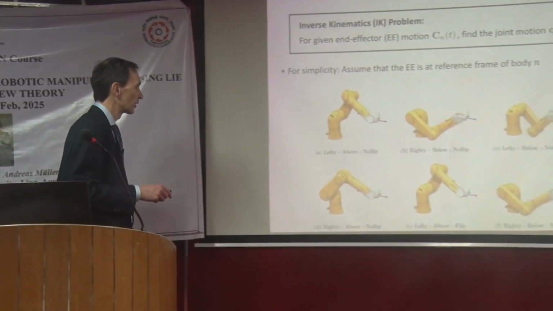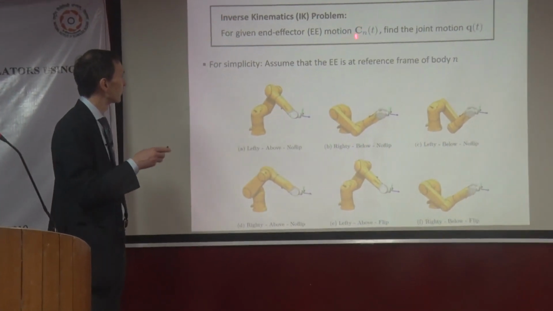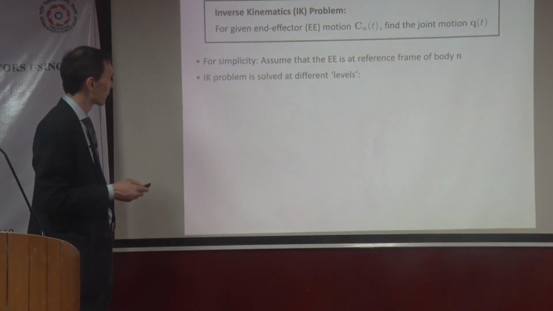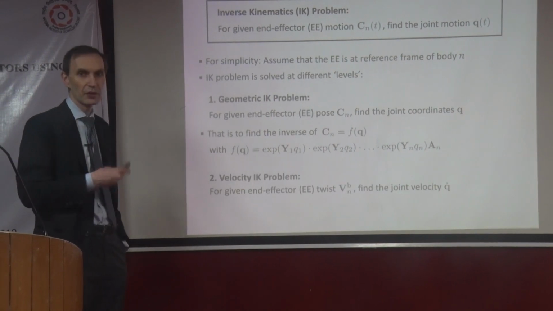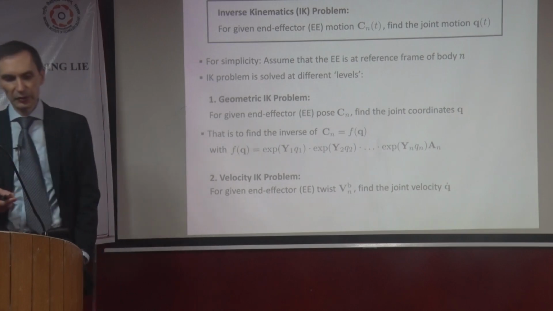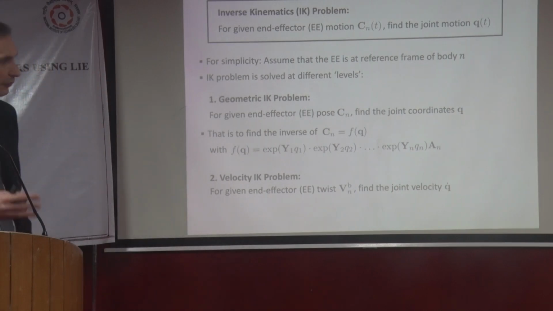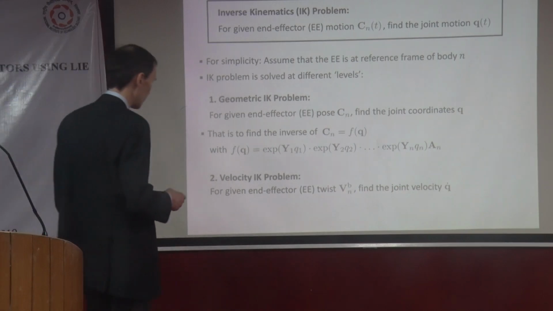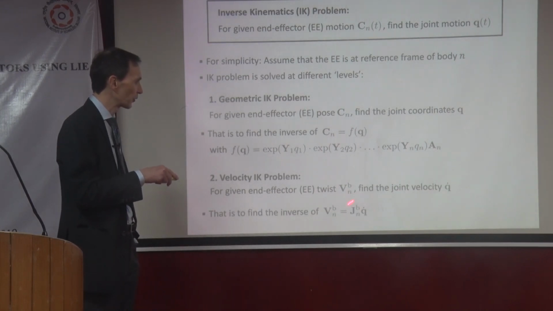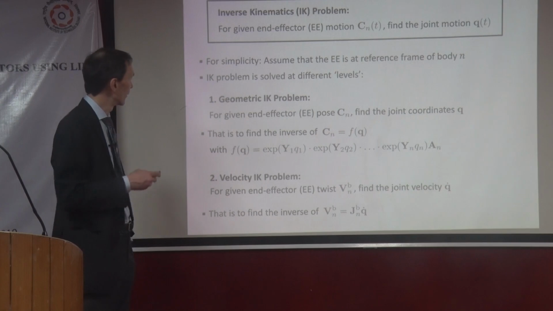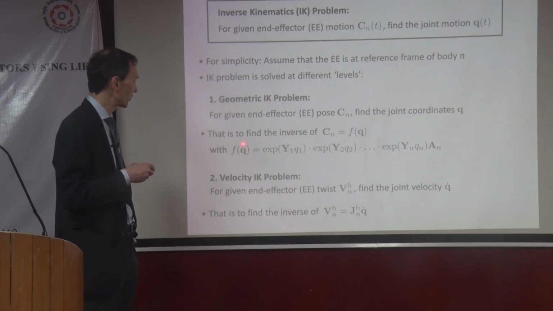So this is not unique. And we have to distinguish between the geometric inverse kinematic problem and the velocity inverse kinematic problem. The velocity inverse kinematic problem is relatively simple because it boils down to somehow inverting or pseudo-inverting the Jacobian, whereas the geometric inverse kinematic problem boils down to actually inverting this mapping.